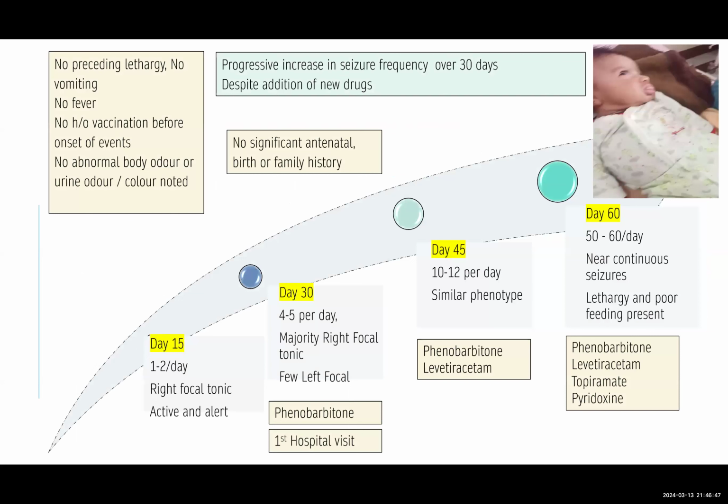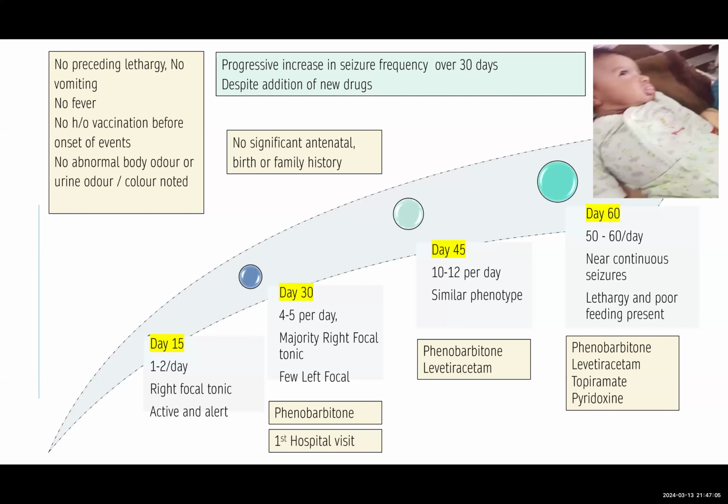Subsequently, during the course of illness, the baby had worsening in seizure frequency from an initial 1 to 2 episodes per day to 50 to 60 episodes per day. Along with that, there was a change in laterality of seizures. Initially, there were right focal seizures. Subsequently, there was onset of left focal seizures as well.